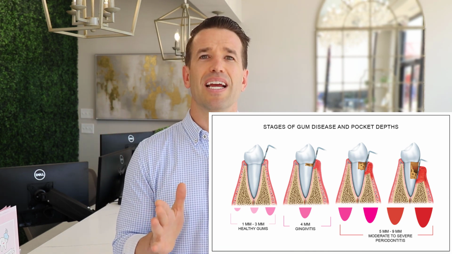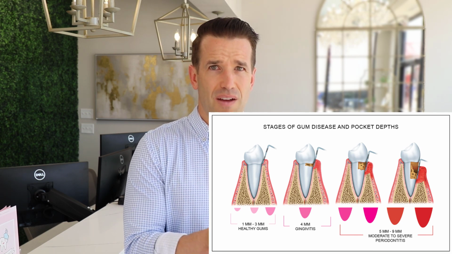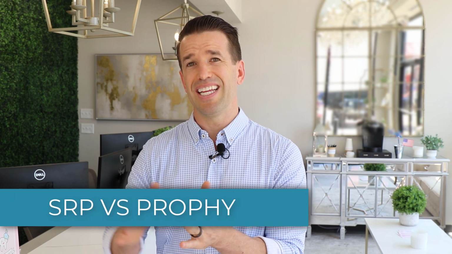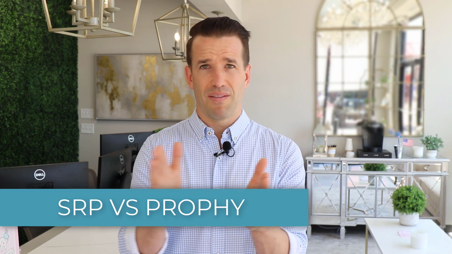And that helps us diagnose the difference between a prophy or prophylaxis cleaning versus an SRP or a scaling and root planing, otherwise known as a deep cleaning. So you have a prophy, sometimes people may call it a healthy mouth cleaning or just a routine cleaning, versus an SRP, which is a scaling and root planing, otherwise known as a deep cleaning. Those are the differences.